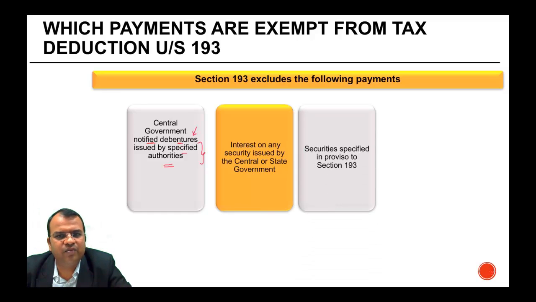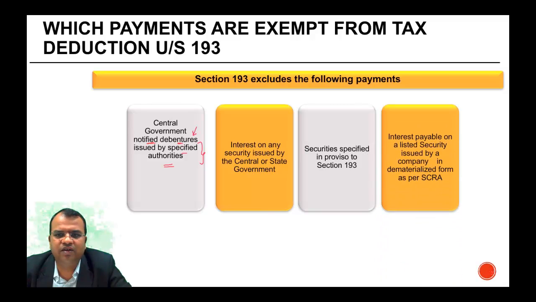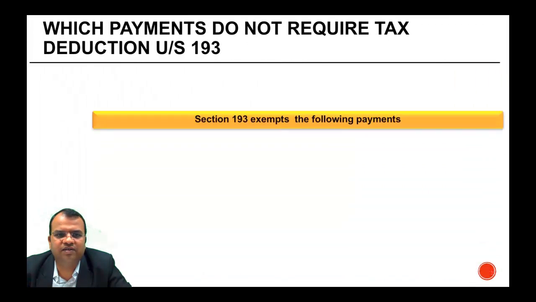Securities specified in proviso to section 193, and interest payable on a listed security issued by a company in dematerialized form as per the Securities Contract and Regulation Act. So if there is a listed security which is issued by a company in a demat form, provided the guidelines of SCRA are met, even debentures, listed debentures could be there. The interest on that is not required to be subject to withholding tax.